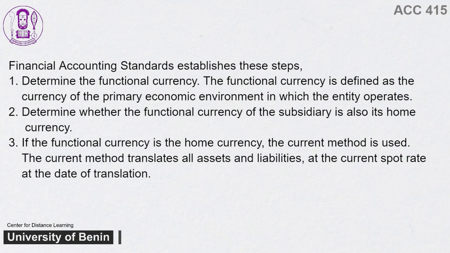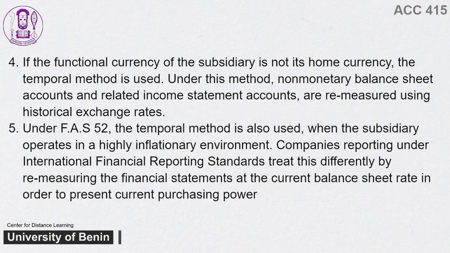The current method translates all assets and liabilities at the current spot rate at the date of the translation. 4. If the functional currency of the subsidiary is not its home currency, the temporal method is used. Under this method, non-monetary balance sheet accounts and related income statement accounts are remeasured using historical exchange rates. 5. Under FAS 52, the temporal method is also used when the subsidiary operates in a highly inflationary environment.